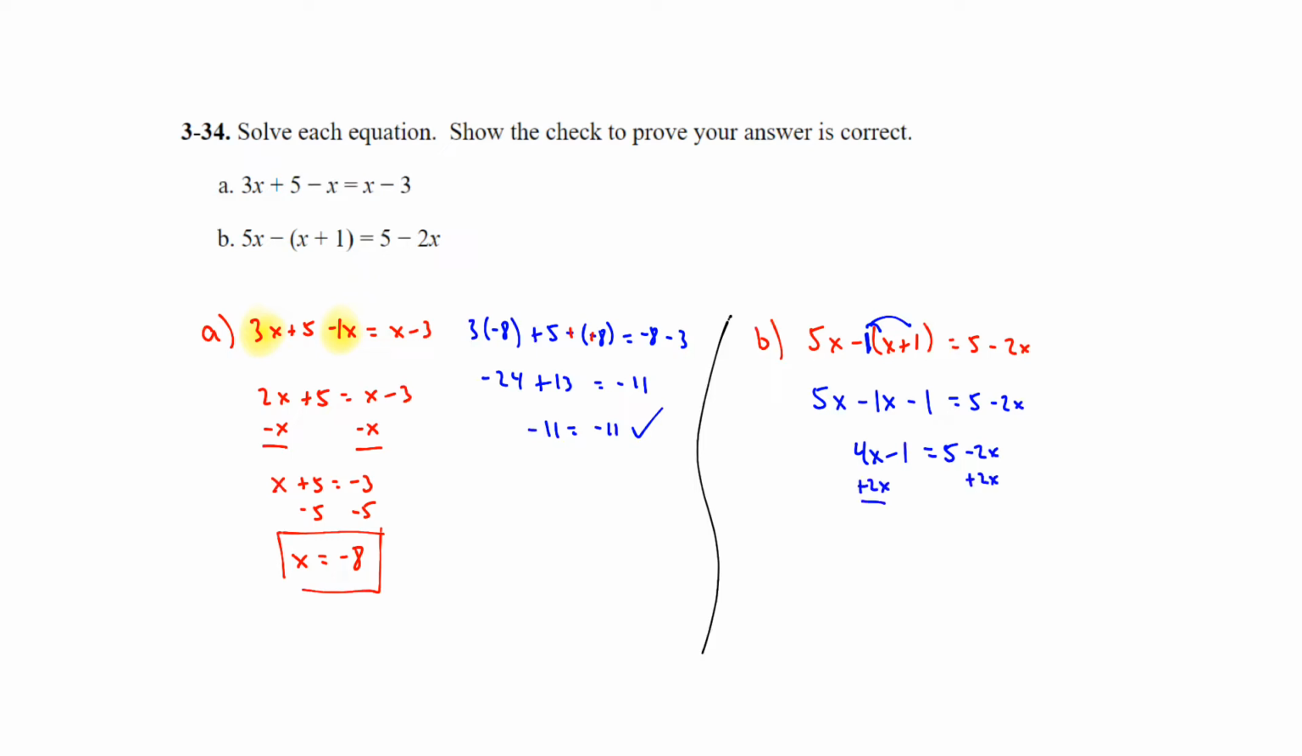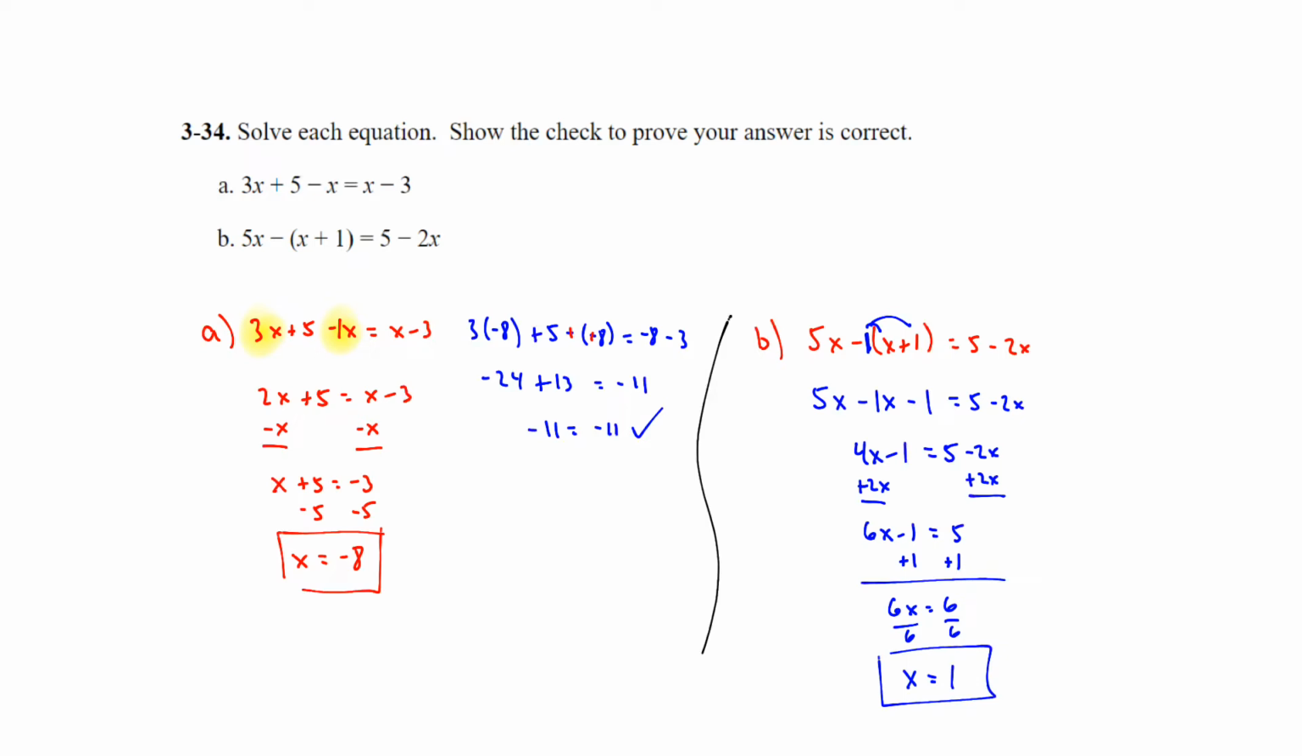We want to add 2x to both sides. 6x minus 1 is equal to 5. Now we need to get the constant on the other side. So we add 1 to both sides and then divide by 6. So x is equal to 1.